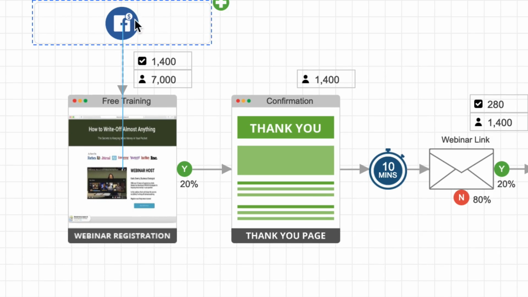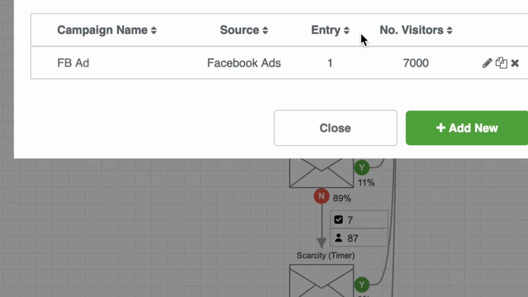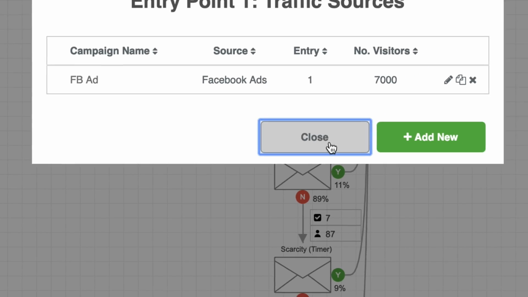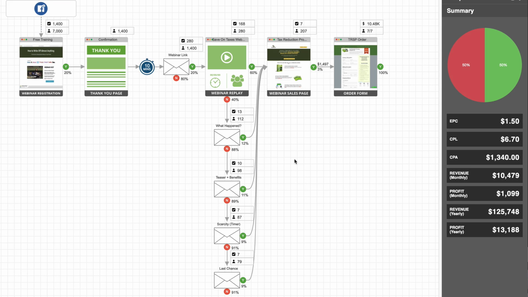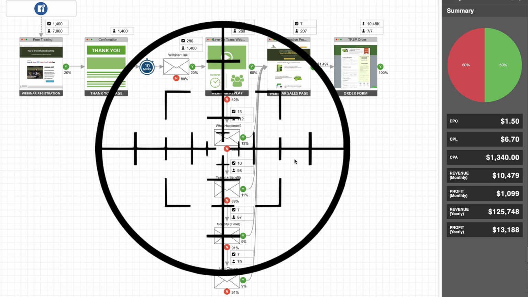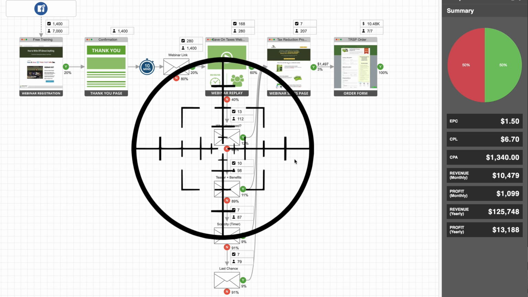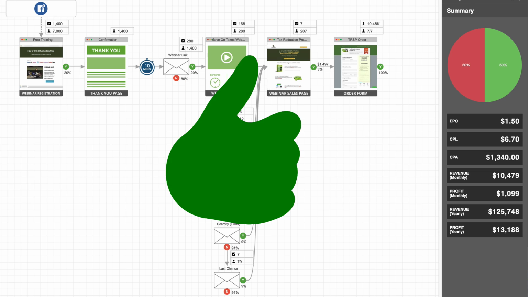If I am actually paying more than $1.34 per click on Facebook, I am in trouble. And you can use these as checkpoints to make sure that before you get too far along with your advertising, you can really drill down and understand exactly, are you hitting these key performance indicators? And does it look like this funnel is going to rock versus flop?